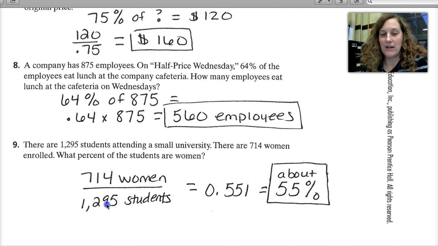There are 1,295 students, and 714 are women, so you're relating the 714 women out of 1,295 students. That's just dividing 714 divided by 1,295, and that gives you about 55%, 0.551. Again, that kind of makes sense because it's 1,300, half would be 650-ish, so it's 55%. That makes a lot of sense. That's a good answer.